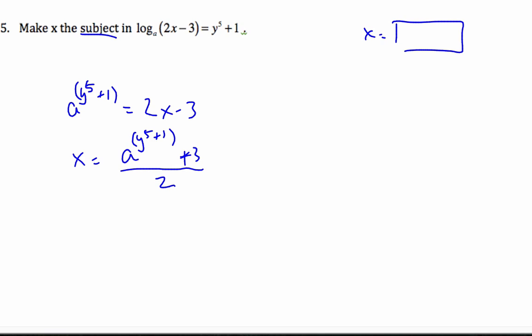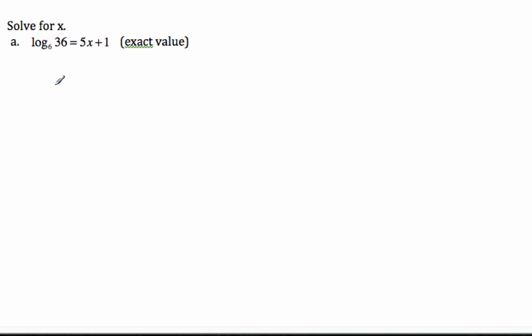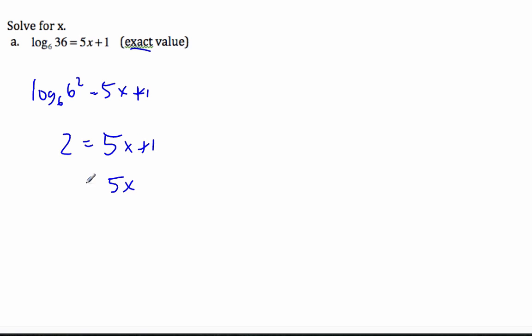We can also do some solving of equations. If I consider this one, if I want to solve for x, I want the exact value. Well, what do I notice here? That this is just log base 6 of 6 squared, which equals 5x plus 1. Well, those are inverses, so they cancel out, and I get 2 is 5x plus 1. 5x is equal to 1, so x is equal to 1/5.